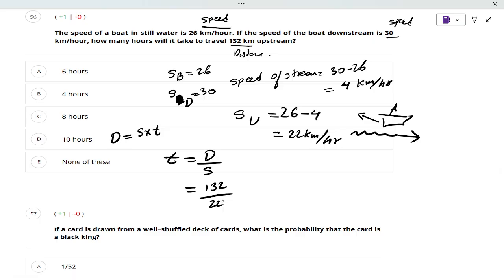Why are we getting 22? Because they are asking us to find how many hours it will take to go upstream, right? For that reason we're taking 22. So 22 times 6 will give us 132. So this is nothing but 6 hours. So A is the answer.